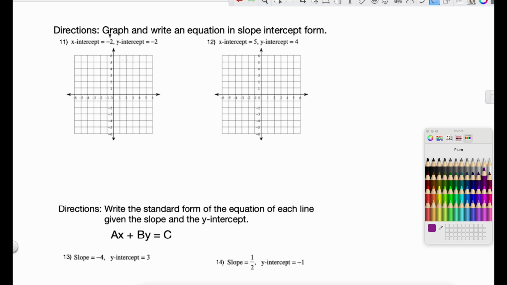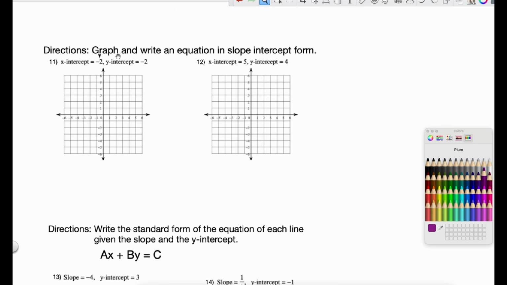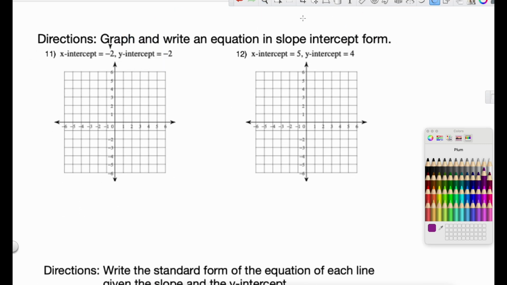Okay, so I'm giving you here the intercepts. So the x-intercept is -2. That means we cross the x-axis at -2. Boom, right there. The y-intercept is -2. We cross the y-axis at -2, right there. Grab our straight edge, and we are going to plot that. Right there is our line.